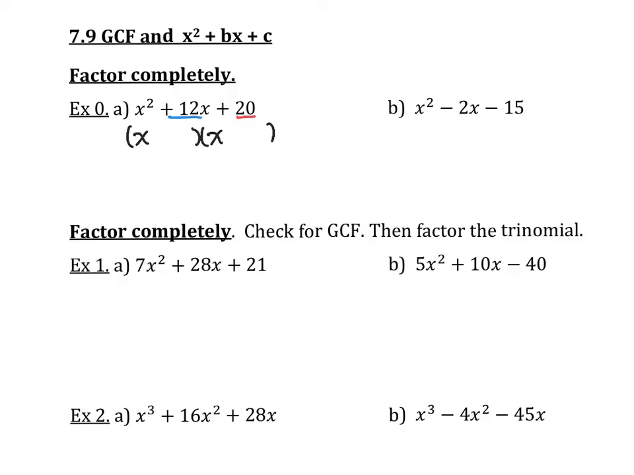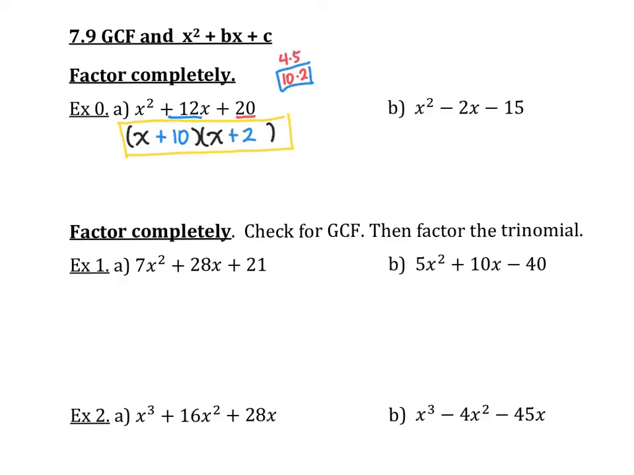So let me think. 20 is 4 times 5, but 4 plus 5 is 9. 10 times 2 is 20. 10 plus 2 is 12. Okay, so 10 and 2 work. And it's all positive because there's all positives. So x plus 10 times x plus 2 does equal x squared plus 12x plus 20.